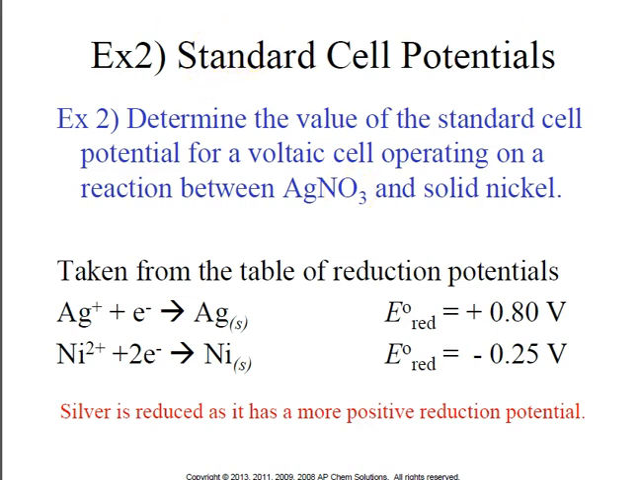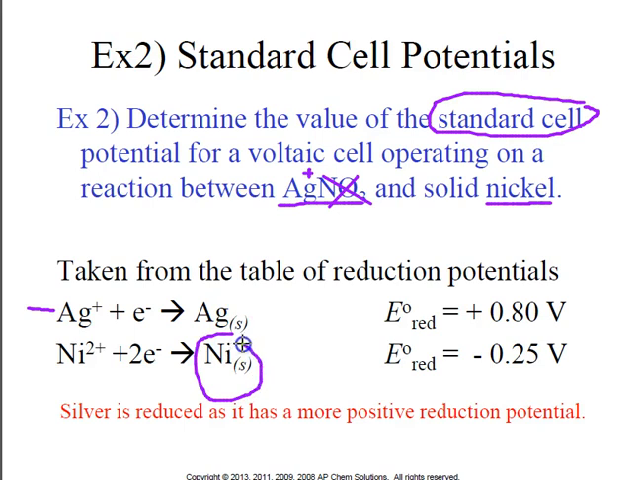Alright, what if we have a standard cell? So this is an important note again. We know we're at 25 degrees Celsius and 1 molarity and 1 atmosphere, if we have any gases. We have silver nitrate and solid nickel. Now, silver nitrate tells me that I have silver ions, because nitrate is just going to be a spectator. So I have silver ions, and then I have solid nickel. It didn't say anything about nickel ions, but solid nickel is in this reduction potential.